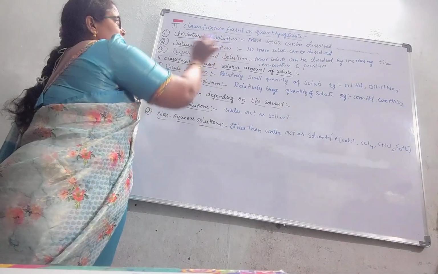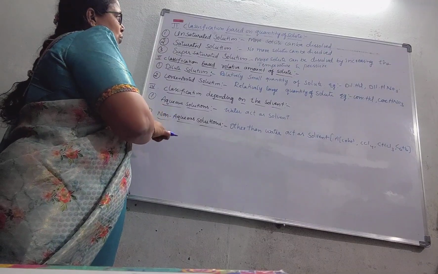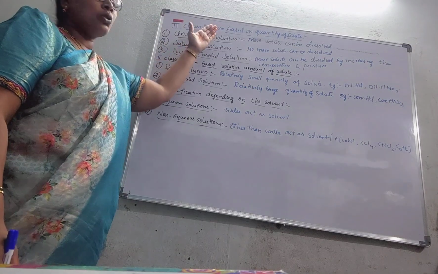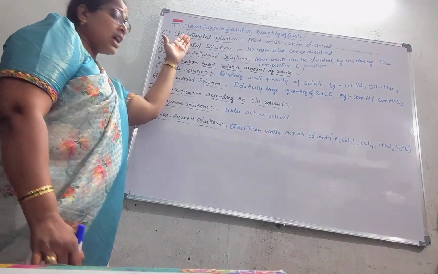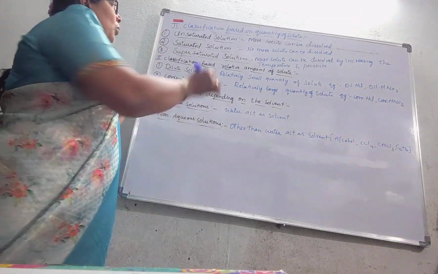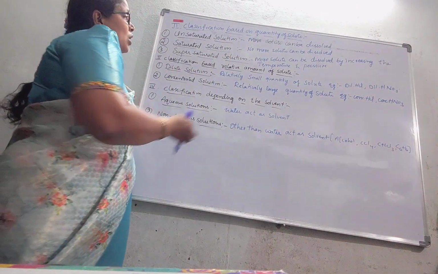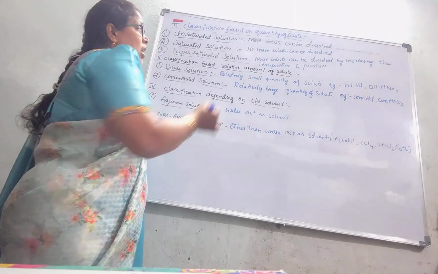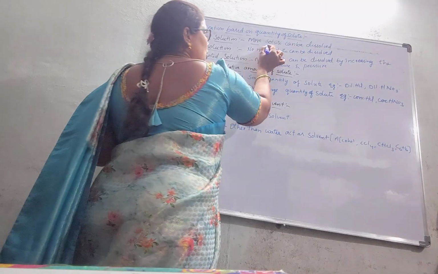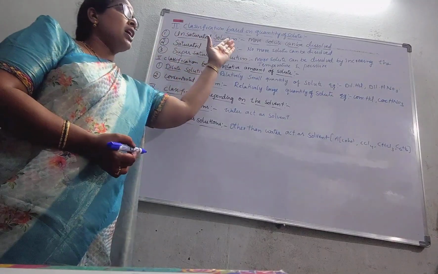One is unsaturated solution, second is saturated solution, third is supersaturated solution. What is unsaturated solution? More solute can be dissolved at given temperature and pressure. That is called unsaturated solution.